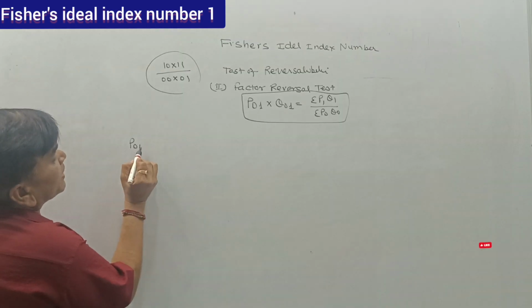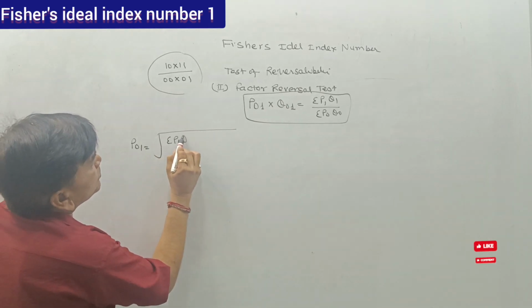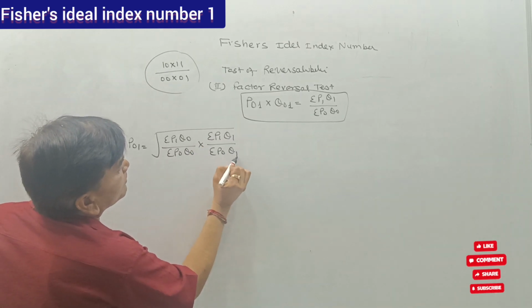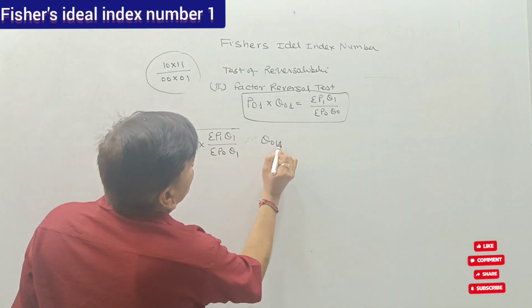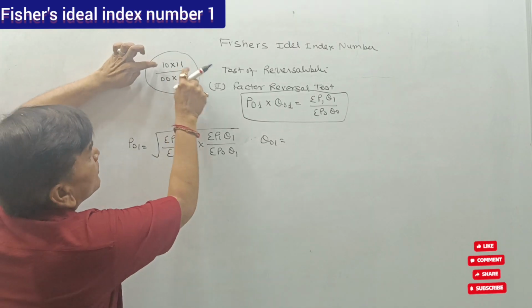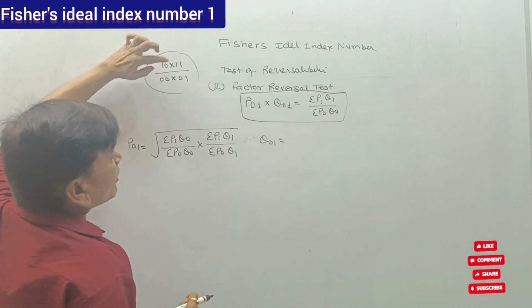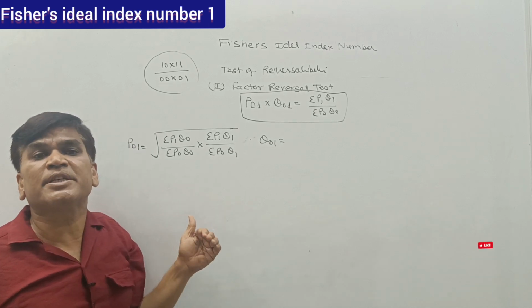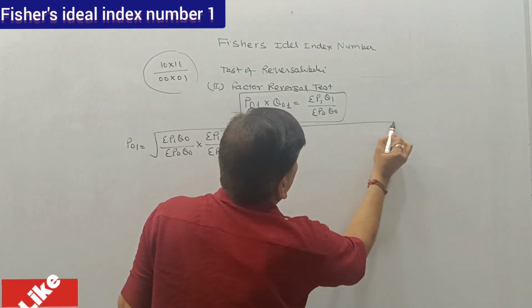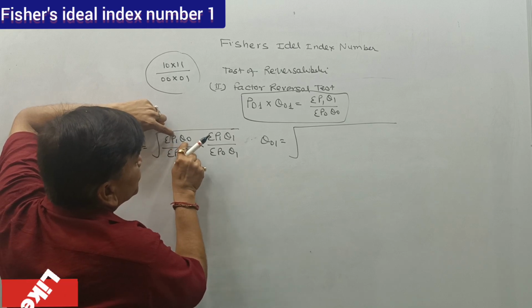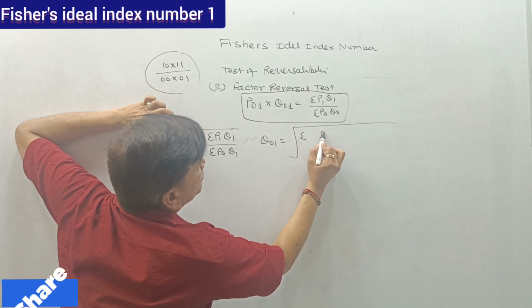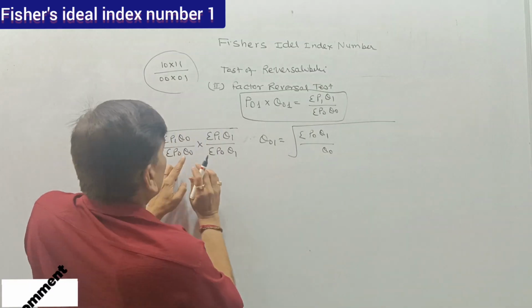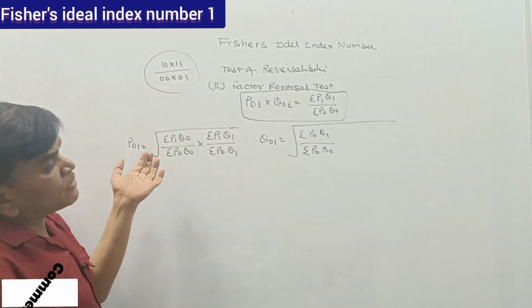As we know, P01 is √(ΣP1Q0 / ΣP0Q0 × ΣP1Q1 / ΣP0Q1). This is the price index. For getting the quantity index, we change P to Q and Q to P, so our price index will be changed to the quantity index. It means we change P1 to Q1, Q0 to P0, P0 to Q0, Q1 to P1.